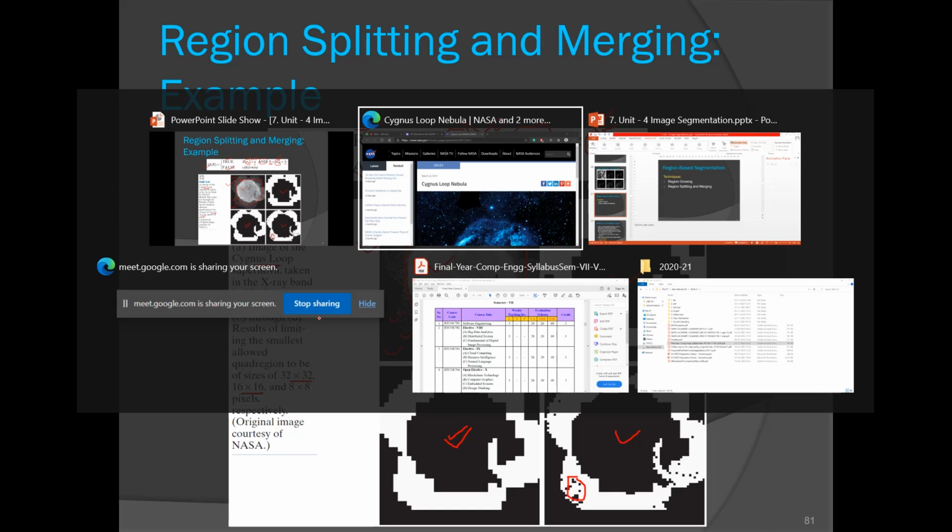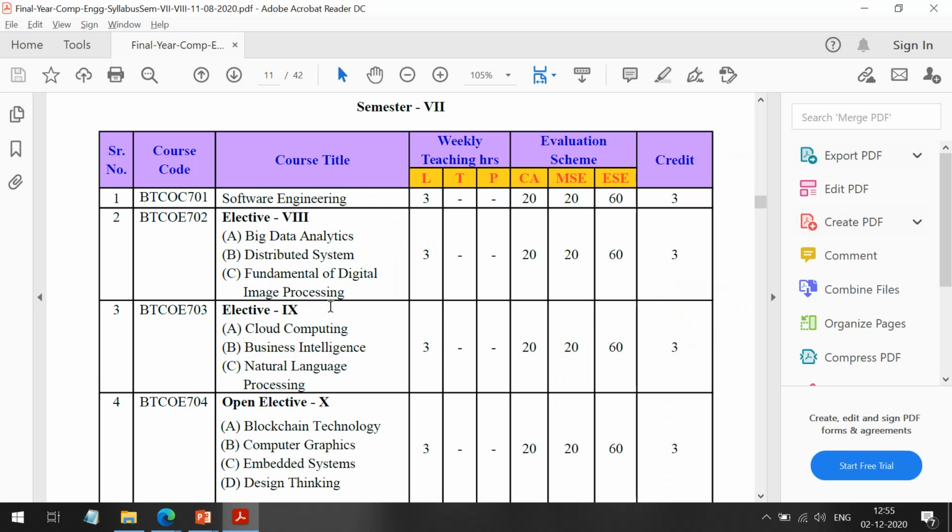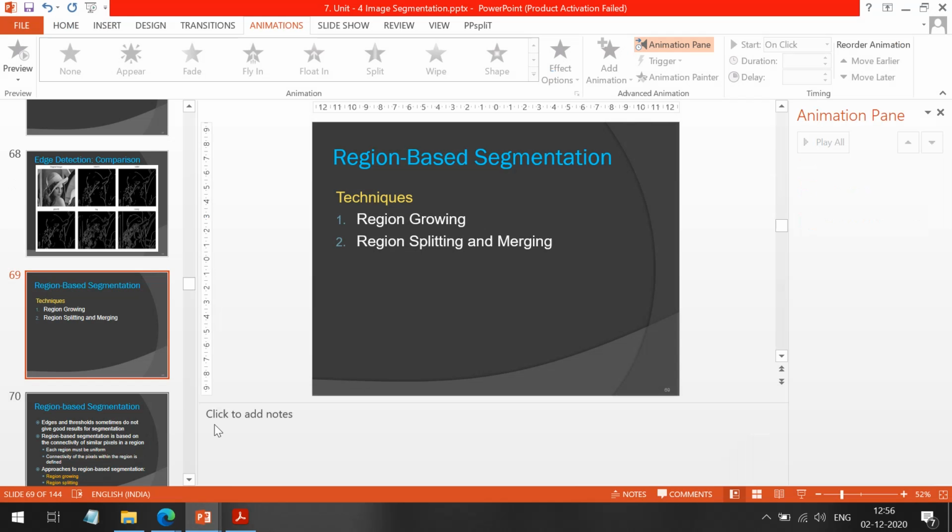And one more thing I want to share. As you can see, we have 20 marks for CA and 20 marks for MSc. For the CA, we have conducted one MCQ test, and I will consider 10 marks for that MCQ test. For the remaining 10 marks, you have to complete one assignment.